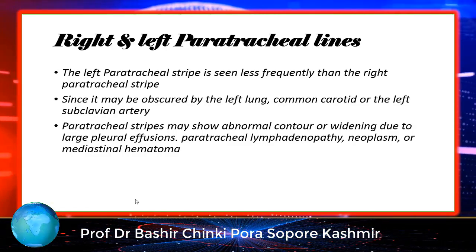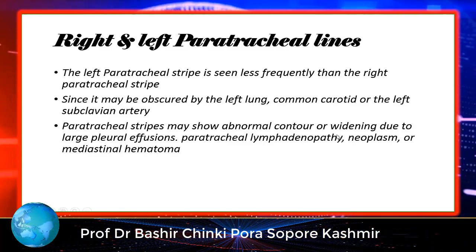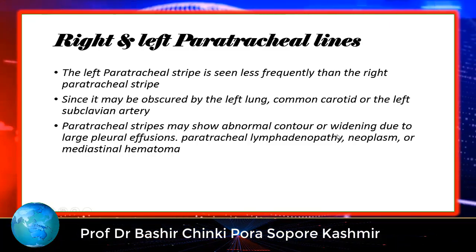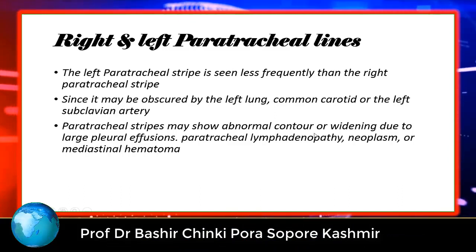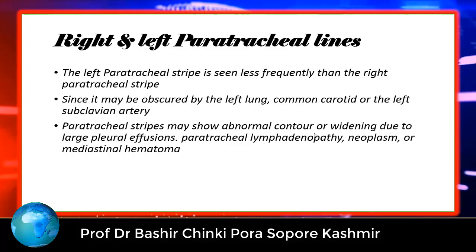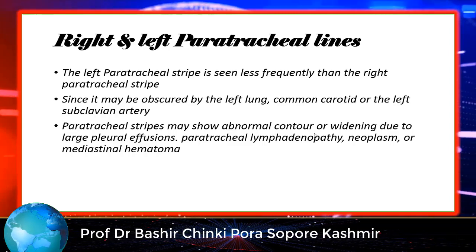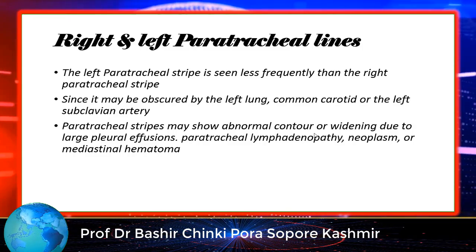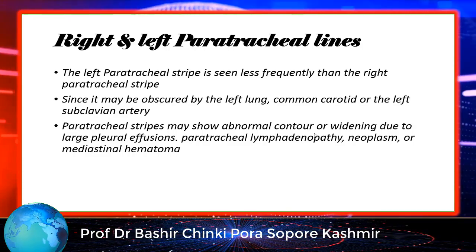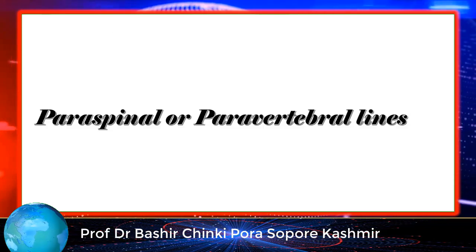The paratracheal strips may show abnormal contour or widening. Sometimes they are widened. So we can easily make out why they should be widened or why they should change their contour or shape. That can be due to large pleural effusions, paratracheal lymphadenopathies, neoplasms, or mediastinal hematoma. Those are some of the reasons in which the paratracheal strips may change in shape or thickness.